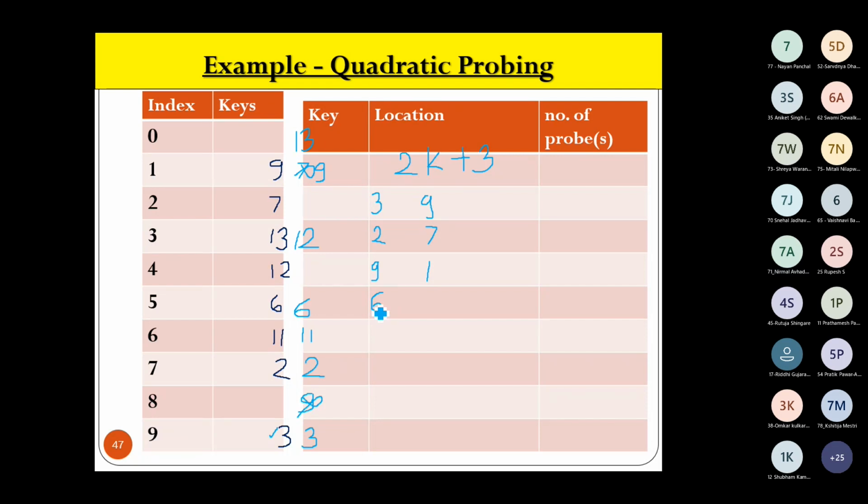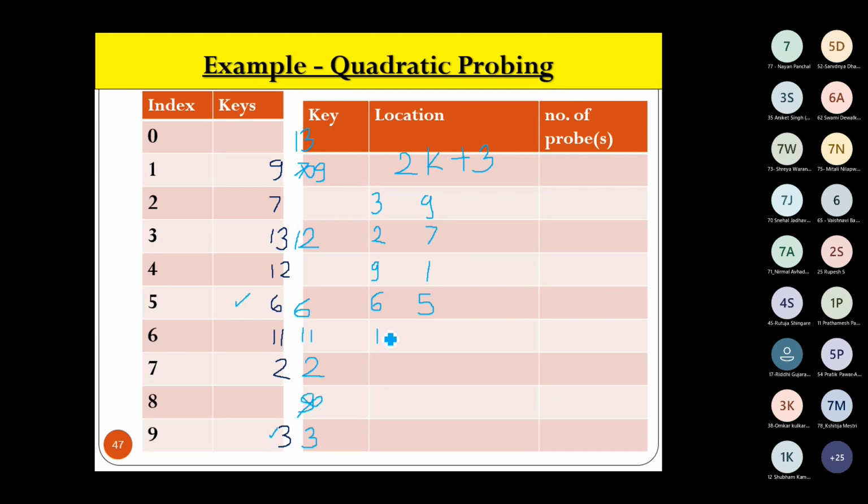2k, that is 12 plus 3 is 15. 15 mod 10 is 5. So 6 should be located at address 5. It is there. Correct one. Then next, 11.